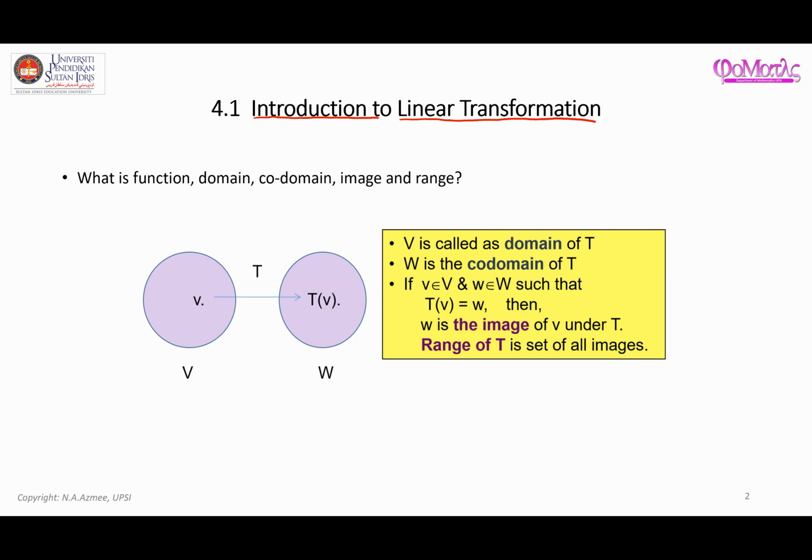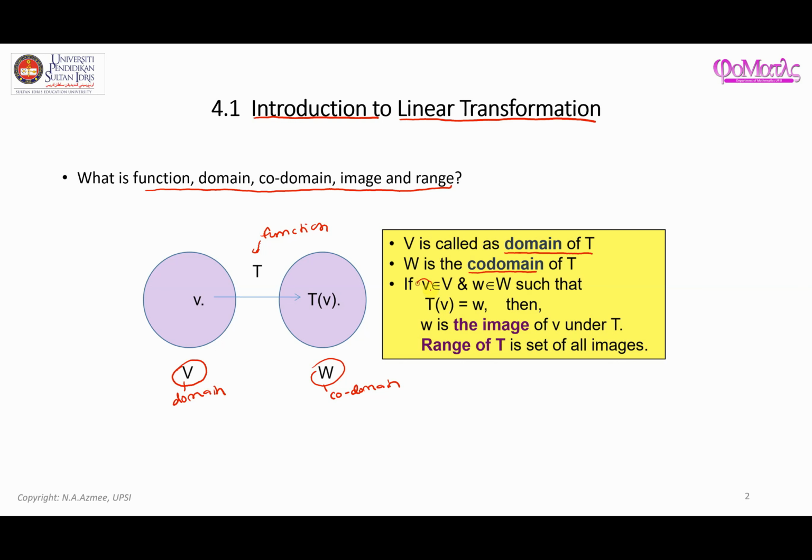Before we dive into this topic, here is a quick recap on the idea of function, domain, codomain, image, and range. So basically, V here, the big V, is called the domain of T. T here is the function. It is a link between V and W. So V is called the domain and W is called the codomain.